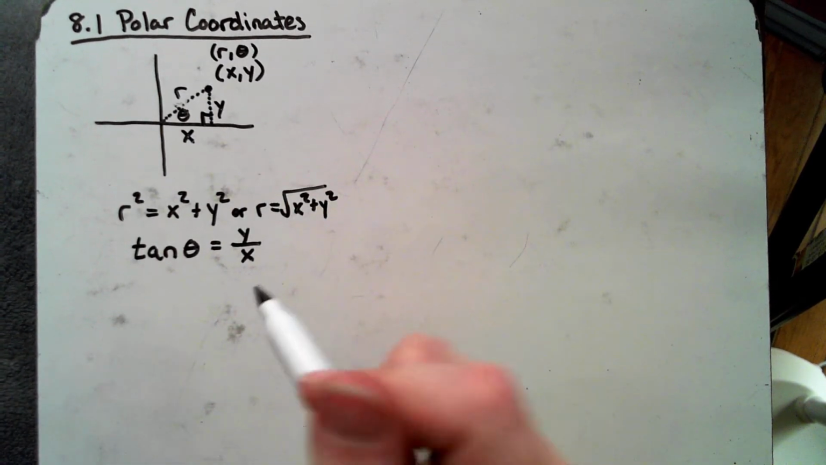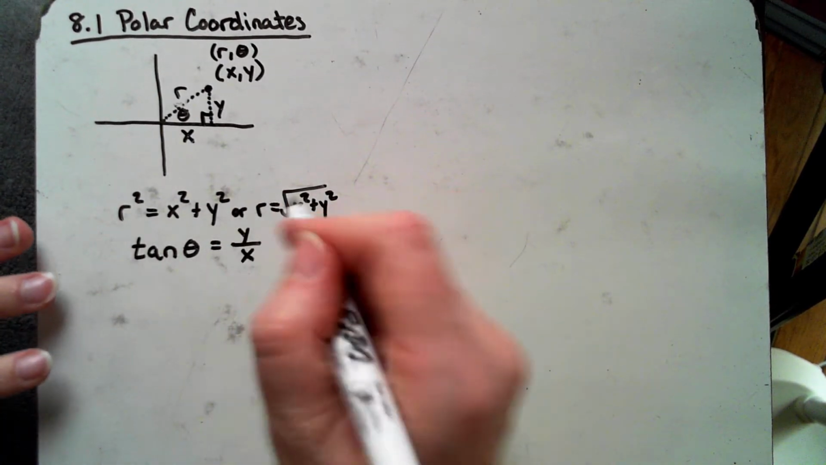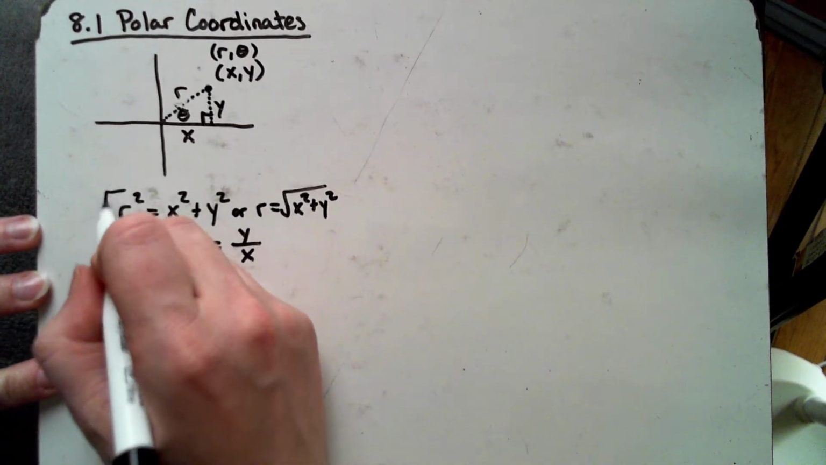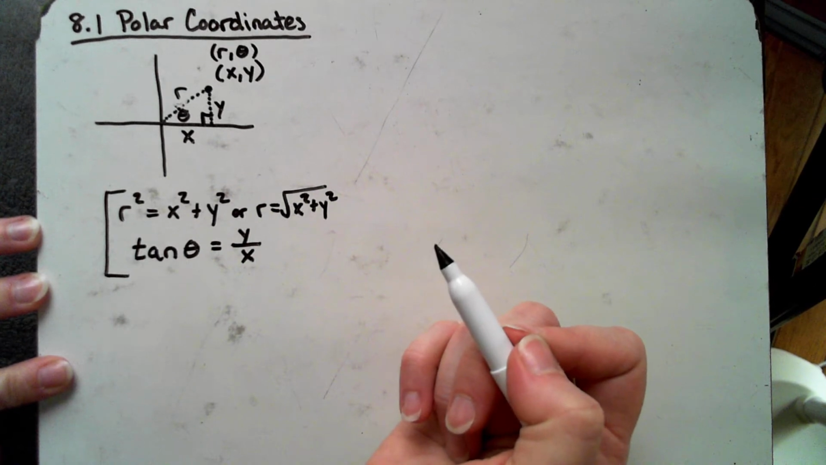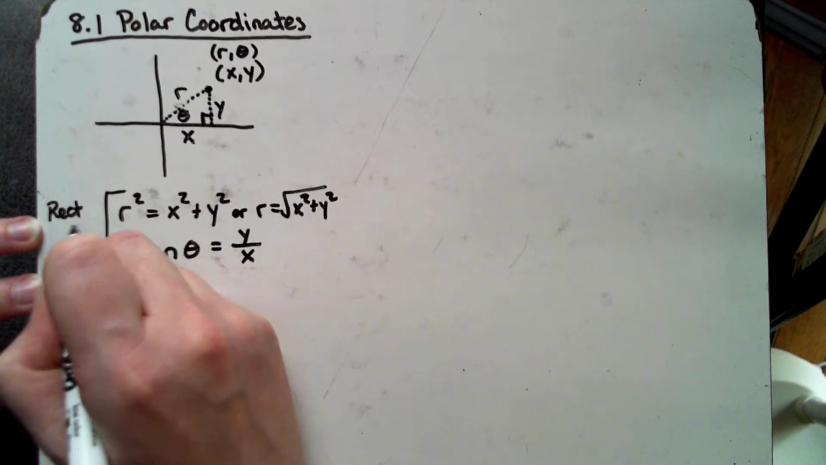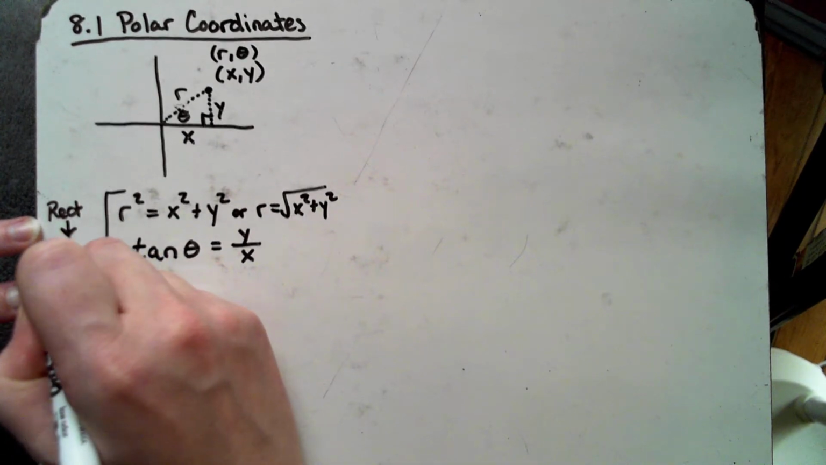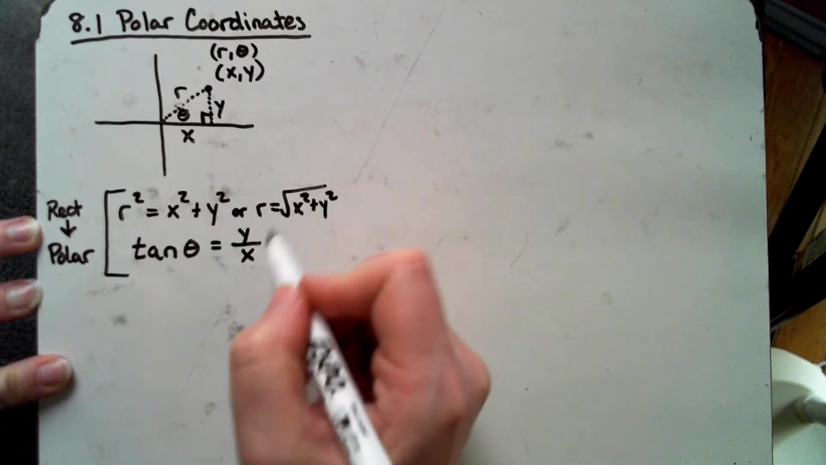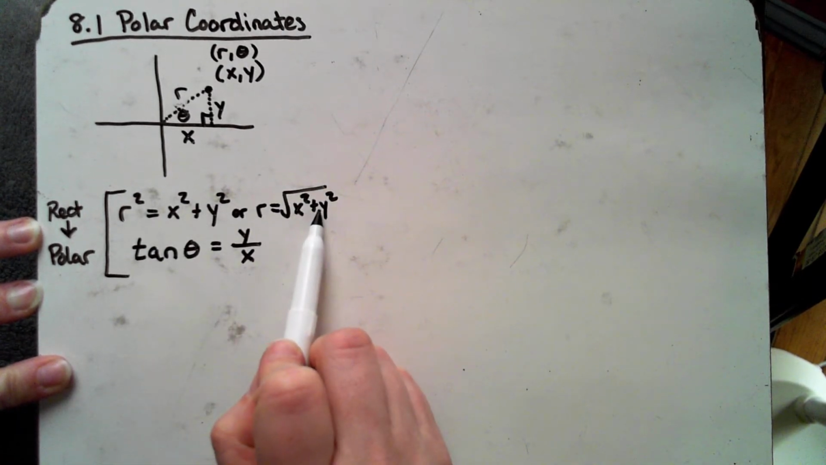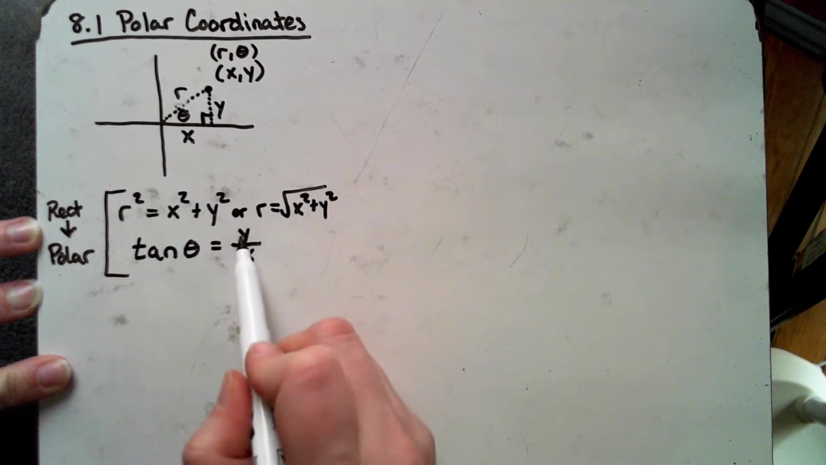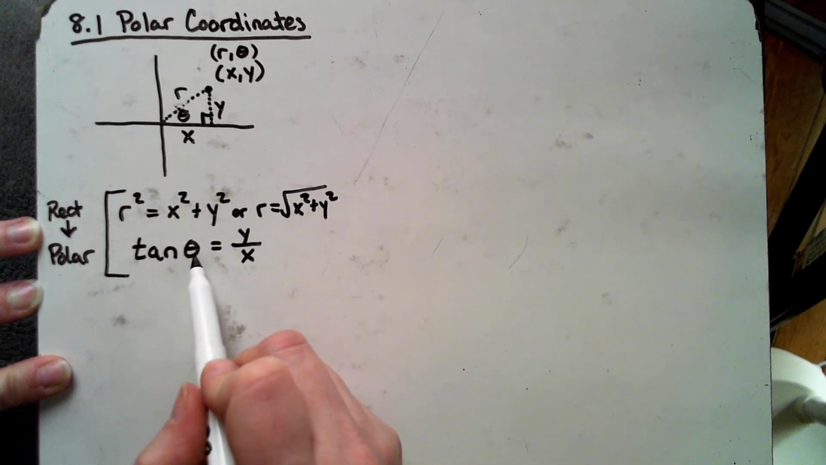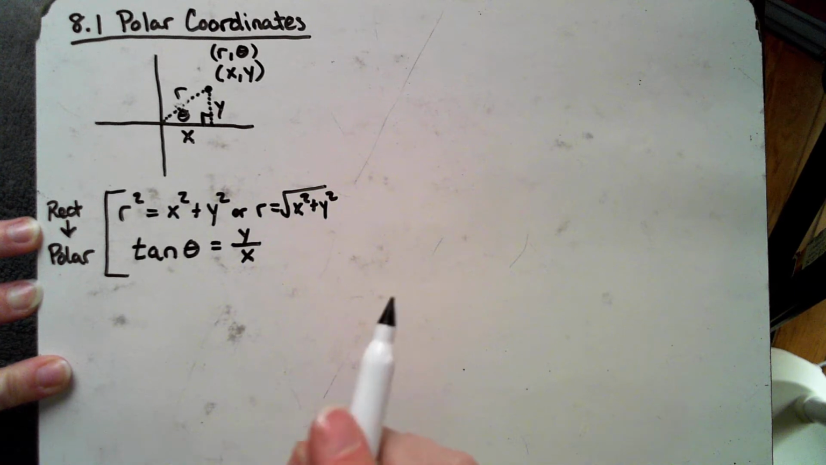Now these are the two formulas we're going to use to find r and theta if we have our rectangular coordinates. So if you're given rectangular, the normal kind, and we want to change it to polar, these are our two equations. You're going to take the x and the y and plug them in here and solve for r, or you're going to take the x and the y in here and use inverse tangent to solve for theta.